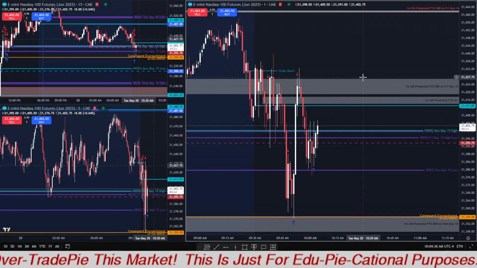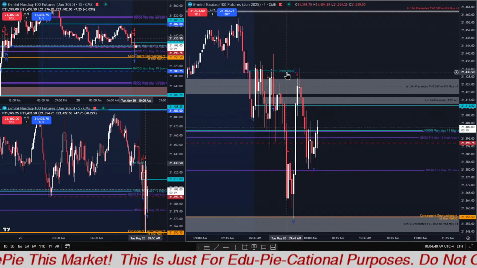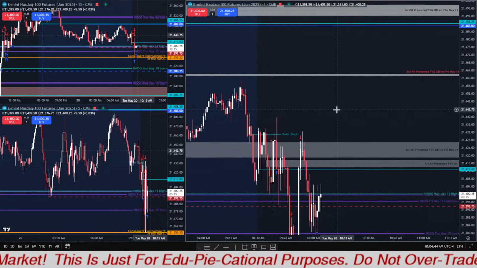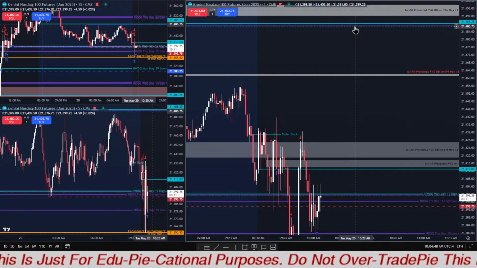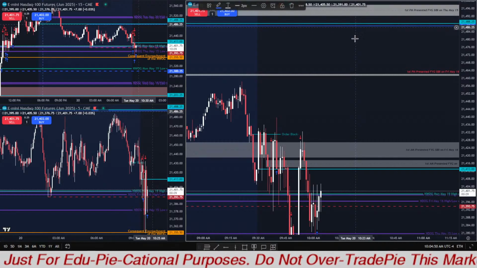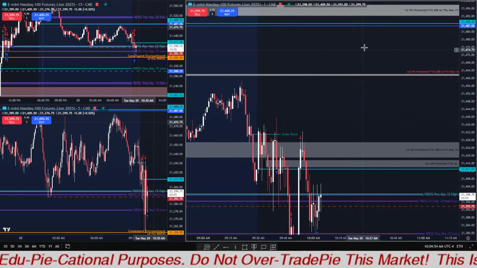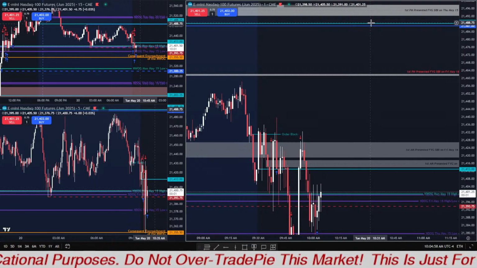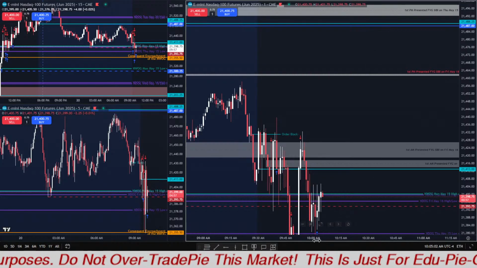Friday's first presented fair value gap and above this order block, I'm considering a position to go long for hitting the buy side liquidity over here at 21,487 and this settlement price of yesterday's trading session.